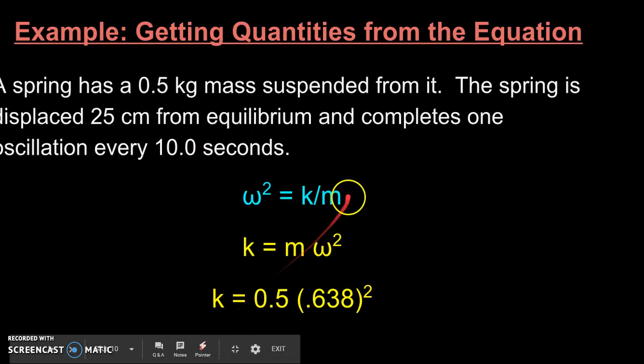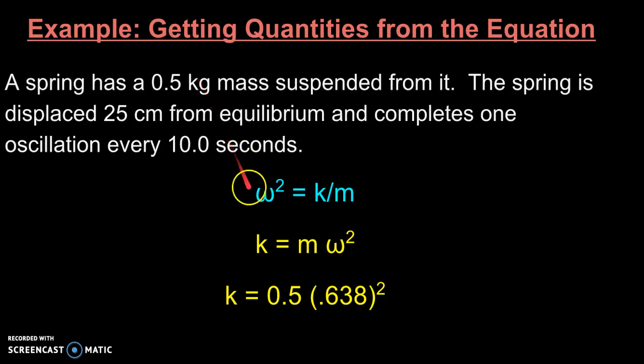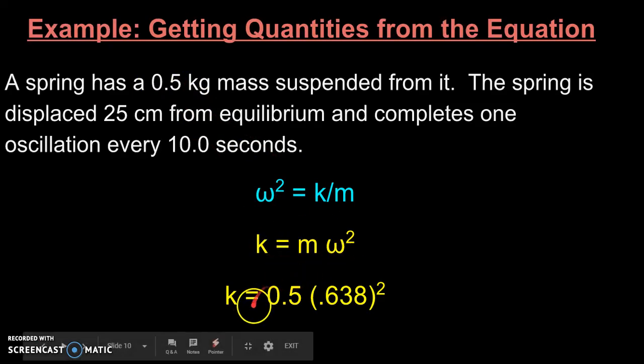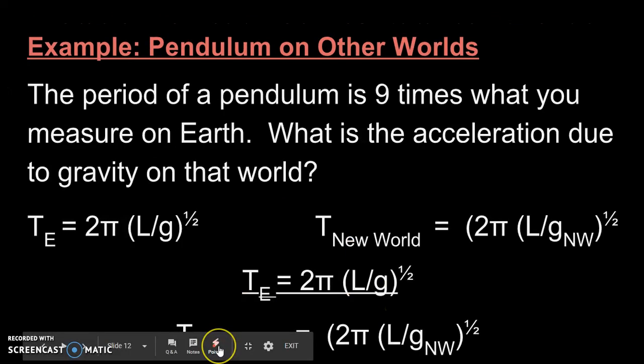Okay, so now we want to find k. If we look at this, we have a half a kilogram mass. We know omega squared is k over m, so we solve for k. We get k is equal to m times omega squared, or half a kilogram times 0.628 squared.